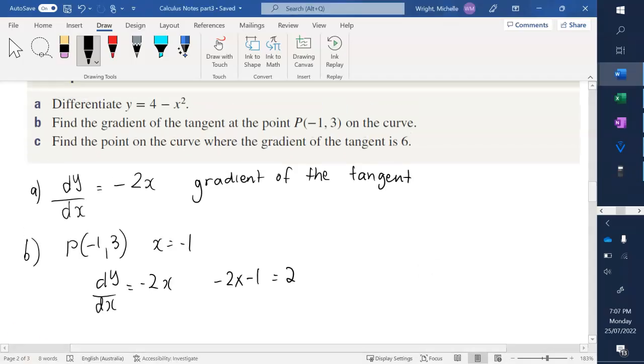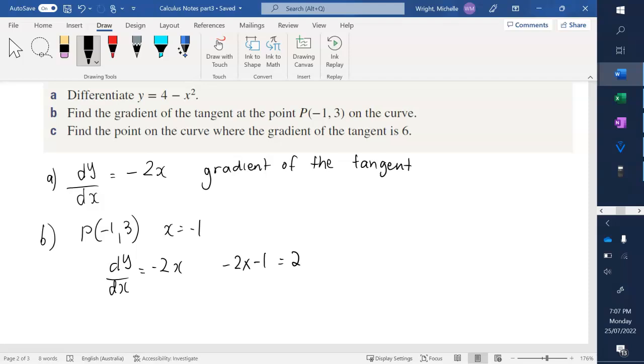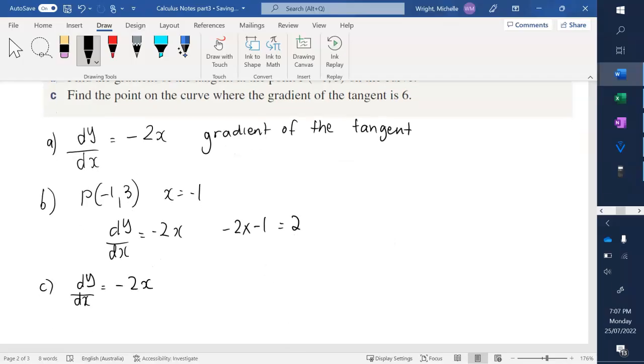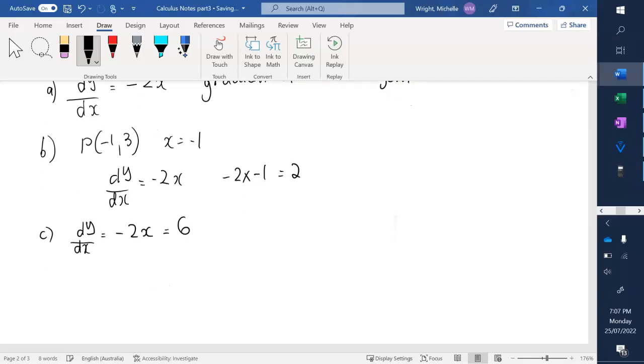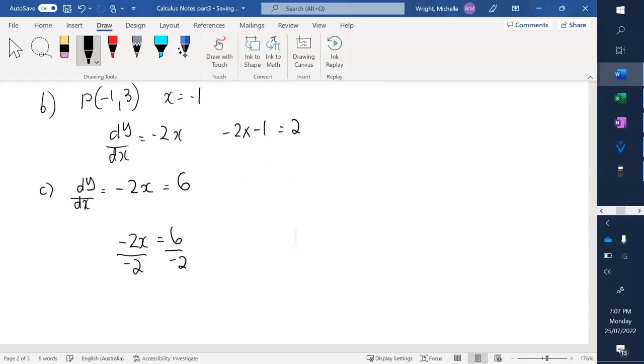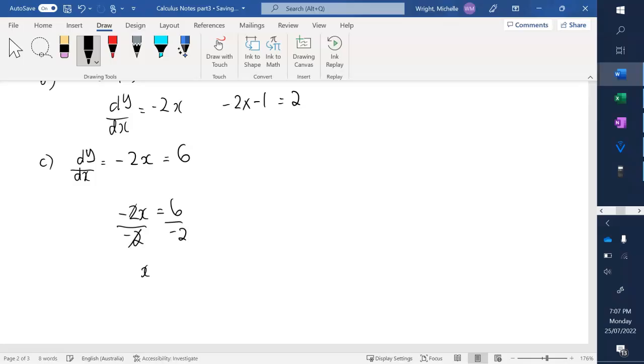Okay, we're nearly there. Part C, find the point on the curve where the gradient of the tangent is equal to 6. Okay, so the gradient of our tangent, remember, is dy dx. And we've worked out that dy dx is minus 2x. And we're saying here that the gradient of the tangent, which is our dy dx, is equal to 6. So I've got minus 2x is equal to 6. I'm going to divide by minus 2. These cancel out. I get x is equal to minus 3.